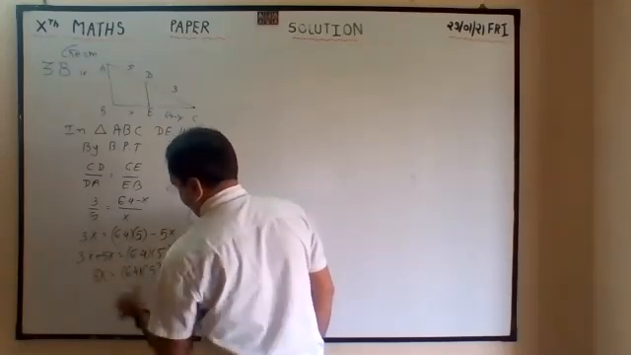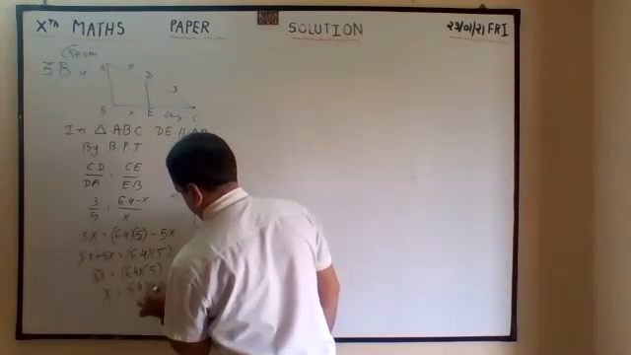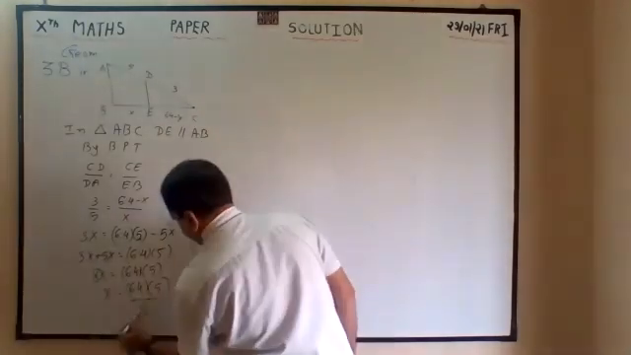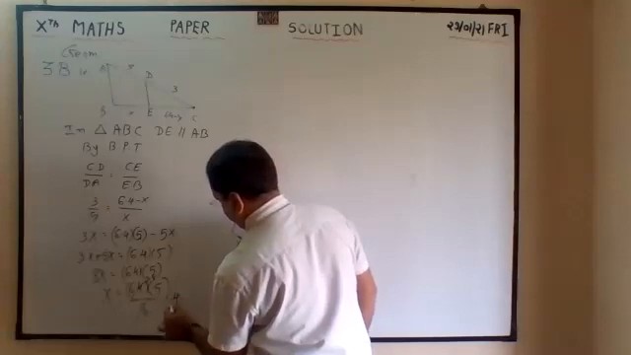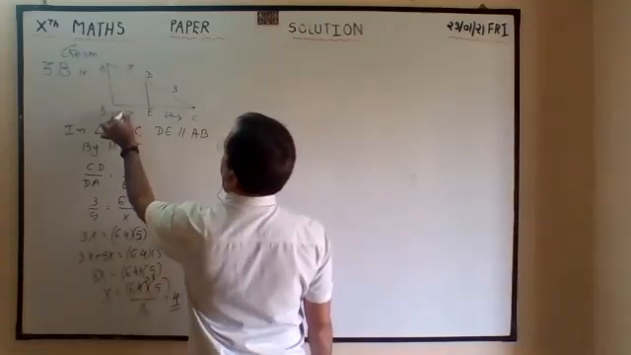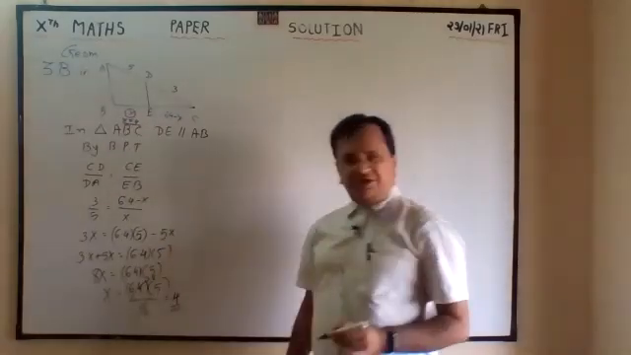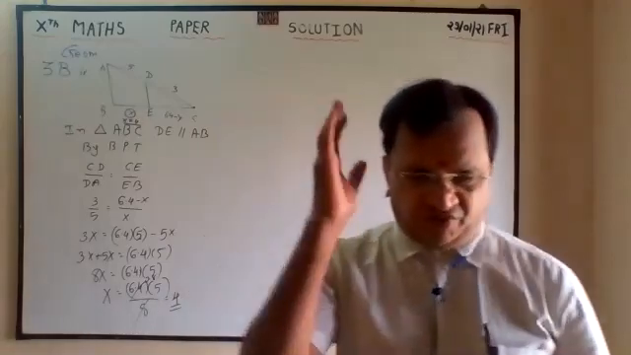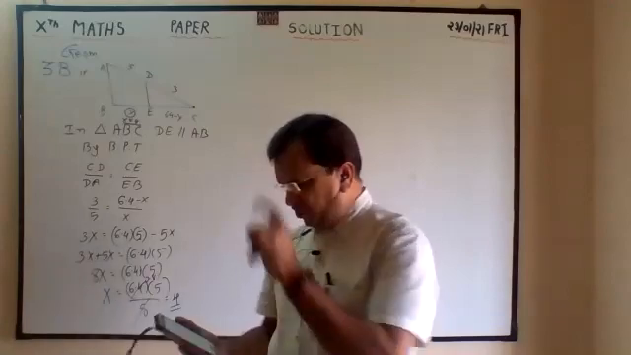8 goes down. 8 8s are 64. 8 5s are 40. So the final answer: x is equal to 4. 40, but 4.0, because it is 0.8. 0.8 into 5 is equal to 4.